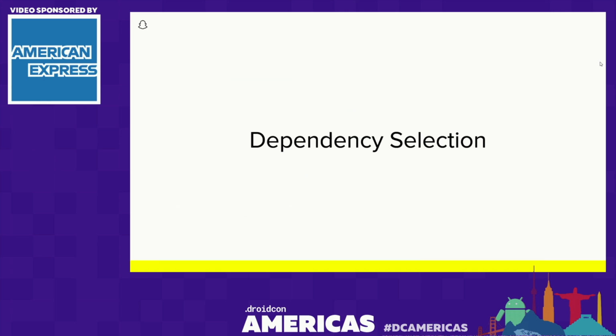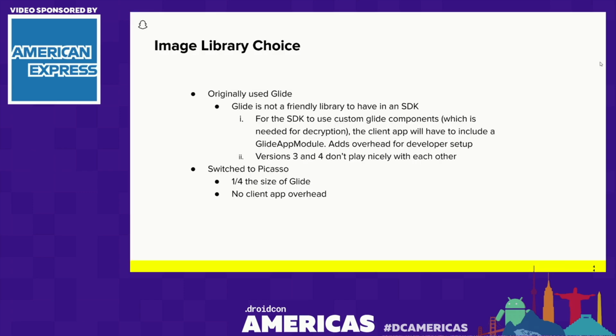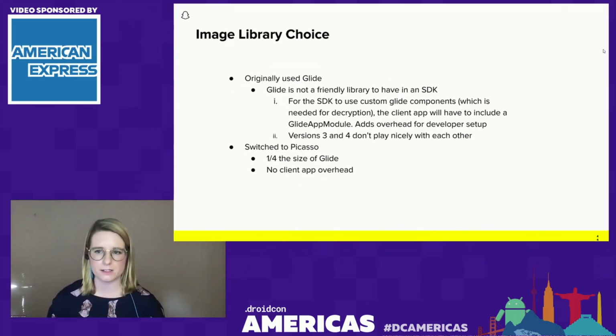Dependency selection is extra tricky in an SDK. Here's an example of how we made a wrong choice and corrected it. Originally, we used Glide for handling images in StoryKit. And through development, we hit a couple of roadblocks. We used Glide 4 with a custom component for decryption. This setup for custom components in Glide 4 requires that each client app has a Glide app module. So we had to instruct partners to create this in the StoryKit setup. This wasn't ideal because it made it harder for partners to get started with StoryKit.